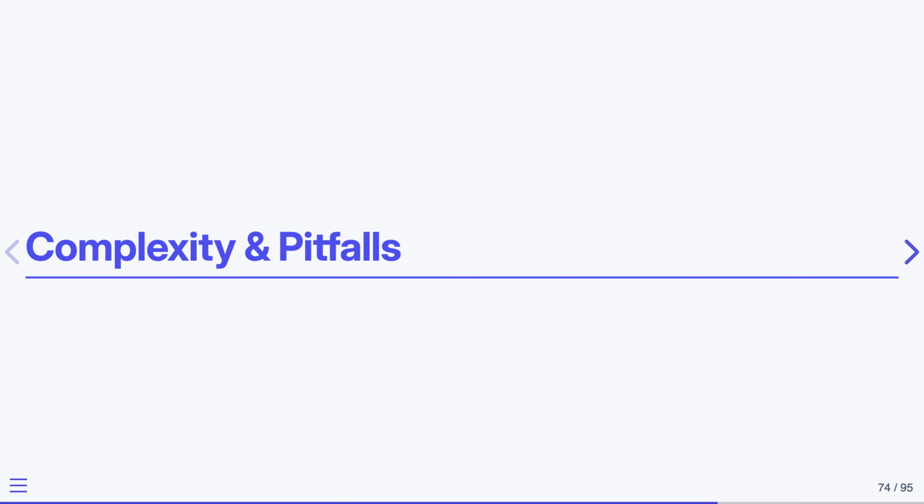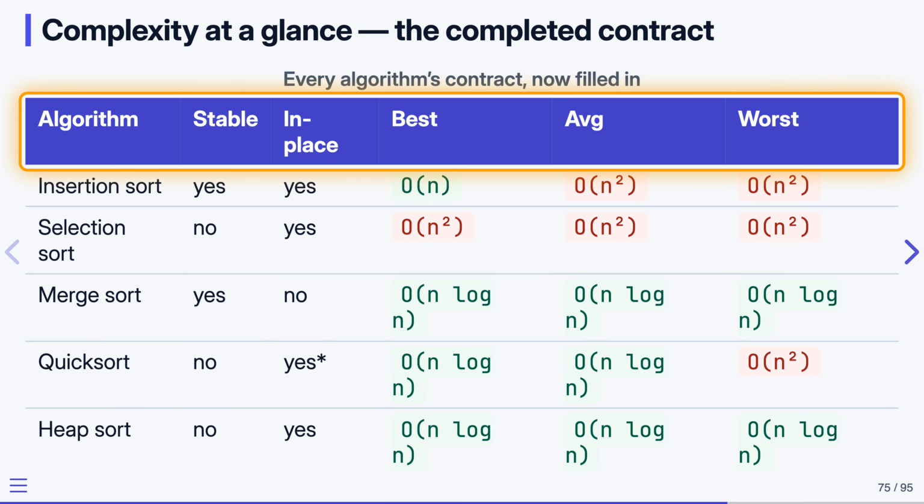Now we turn to the big picture. Let's compare all these sorts side by side and look at the mistakes that bite you in C. This is the completed contract. Each row is one algorithm. The columns tell us if it is stable, if it is in place, and its best, average, and worst case cost.